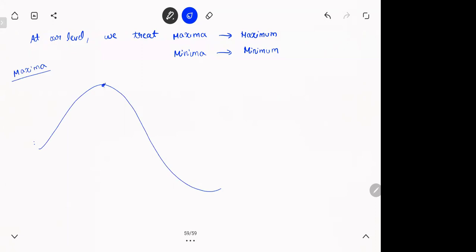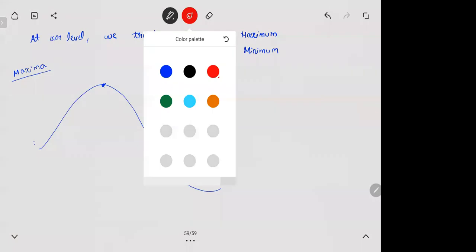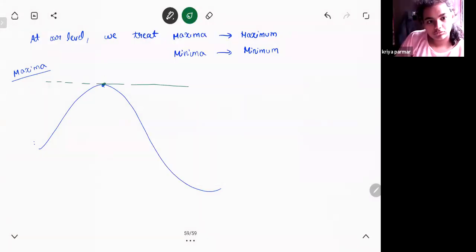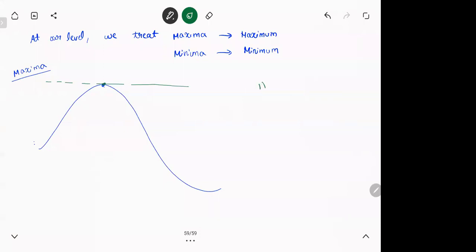Now look here carefully. We need to observe the slope. First thing, what is the slope here? 0. So this is the maxima. First point is that the slope at a maxima is 0.